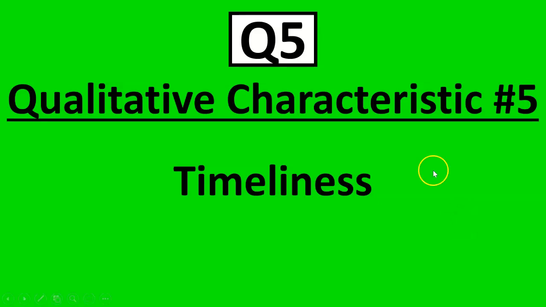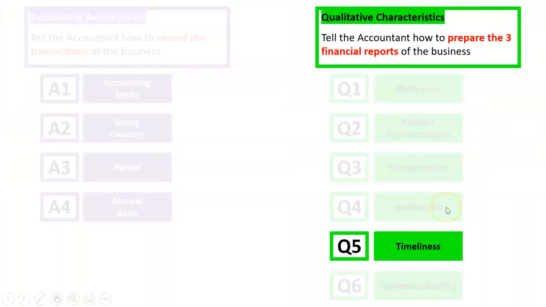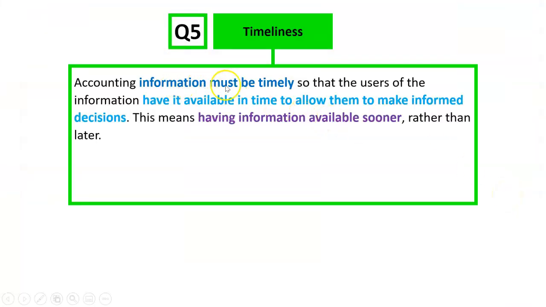Q5, our fifth qualitative characteristic is timeliness. So what's that about? Well, it basically says accounting information must be timely. What does that mean? It means the people who need the info, which we call users, have to have it available in time to allow them to make an informed decision. So it's kind of related to relevance. We want information at the right time so we can make an informed decision.